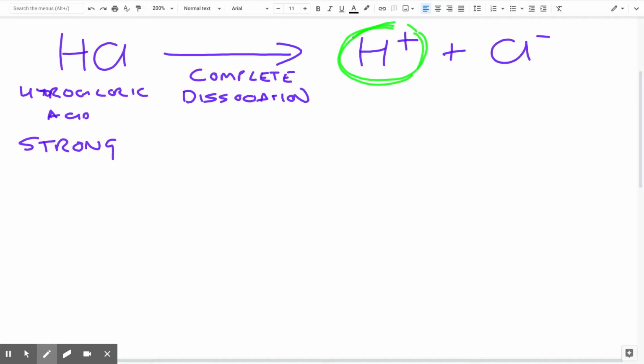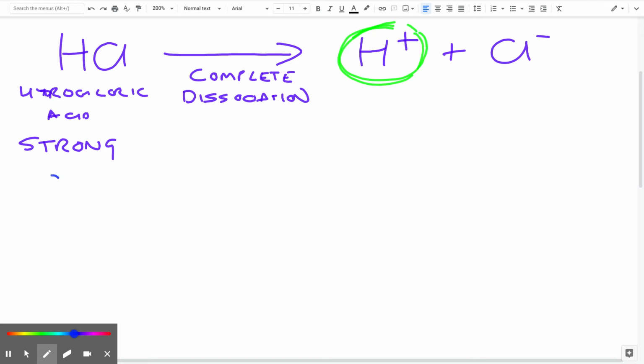Now, when we've been talking about these things, we've always been giving these a pH range. We're always saying it's between 1 and 3, or 4 and 6, something like that, if it's a weak acid. And this has to come from somewhere, and indeed it does.